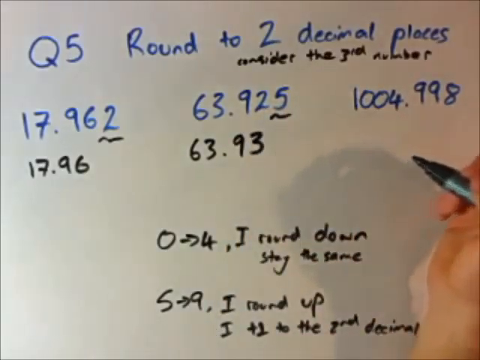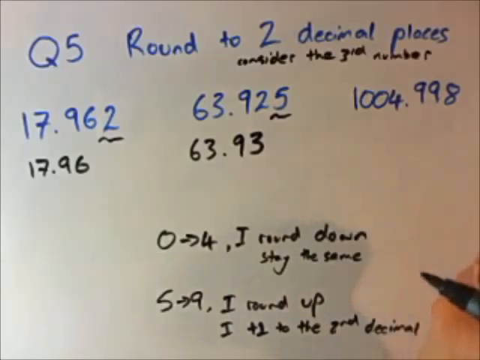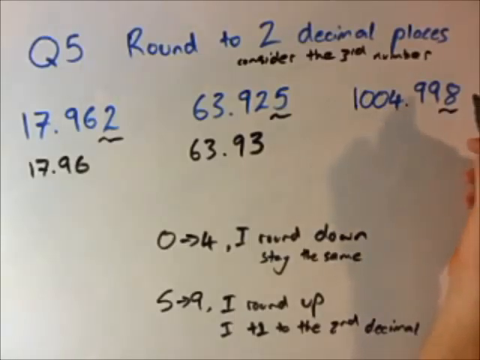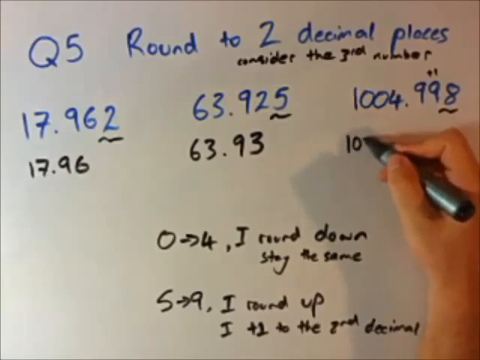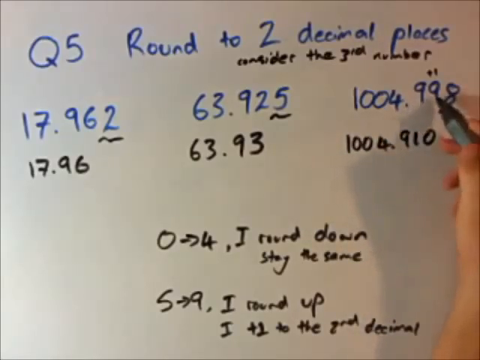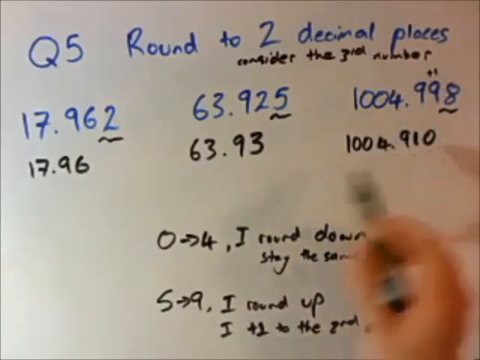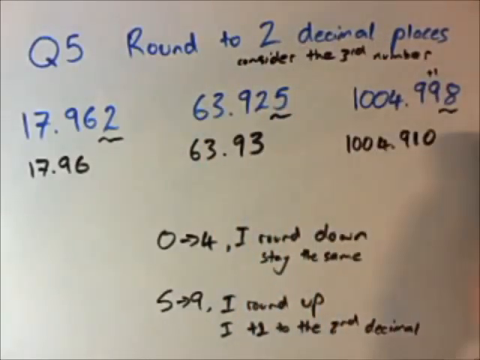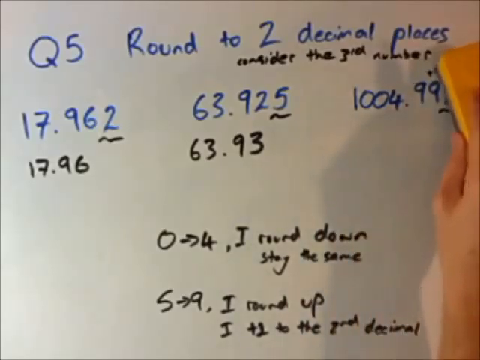Now, last one here. This is a bit of a difficult one. Let's look at the third number, 8. So 8 is between 5 and 9. So I need to add 1 to this 9 here. Now, if I do that, I'll end up looking like 0.910 because I've added 1 to 9. But of course I can't do that because I'm only rounding to 2 decimal places. So that's not the way to go.